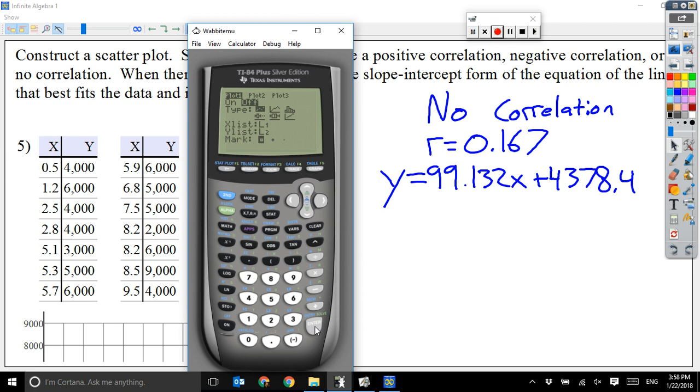Hit enter. And this shows all the different types of graphs my calculator can do, but I'm just going to stick with the first one. So all you should have to do here is hit enter to turn this on. And then I'm going to hit graph, and probably nothing will happen. I get a blank graph, and the reason why is my equation and my points are way off my graph.